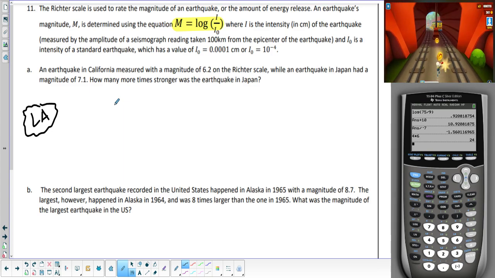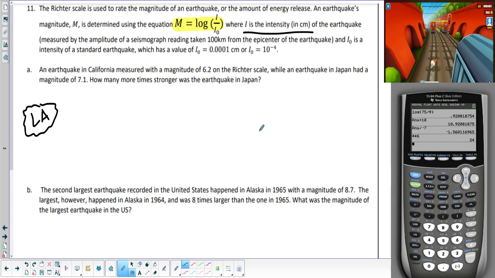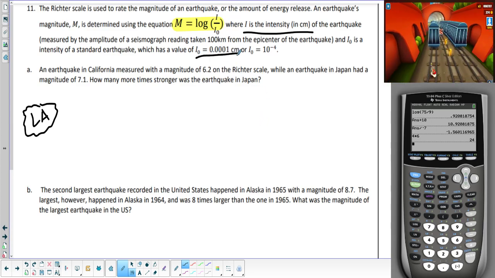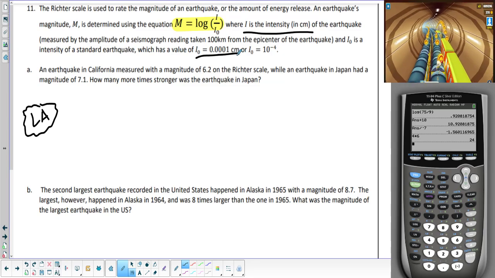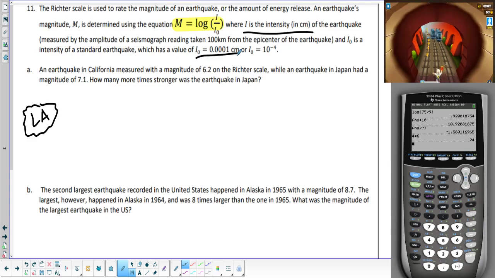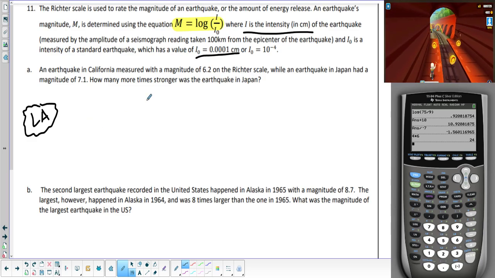Well, we're going to reverse engineer that. We're going to find this value of I, the intensity in centimeters, and we're going to compare it, well, in the equation is the standard earthquake intensity, which is 0.001 centimeters. Okay, so every earthquake is just measured in relation to a standard earthquake. All right, so let's figure out how to solve this.